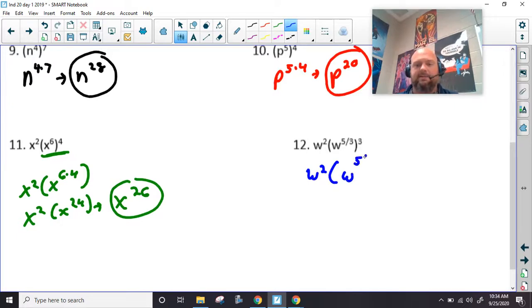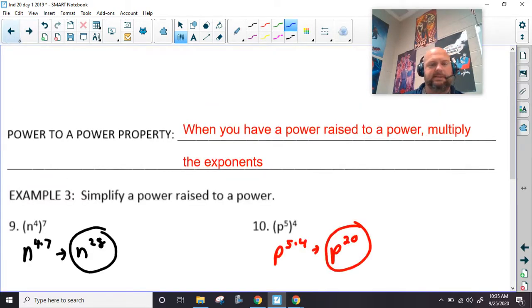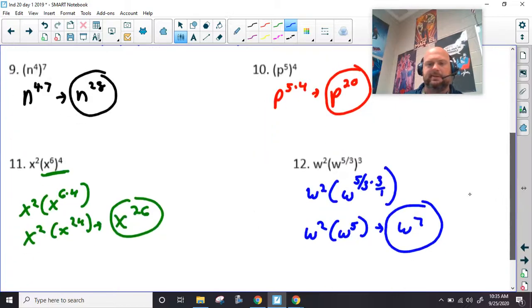All right, so now we have w to the 5th times 3. Here's the cool thing: the 3's cancel. So I'm left with w to the 5th. And then we add, so we have w to the 7th. Not so bad.